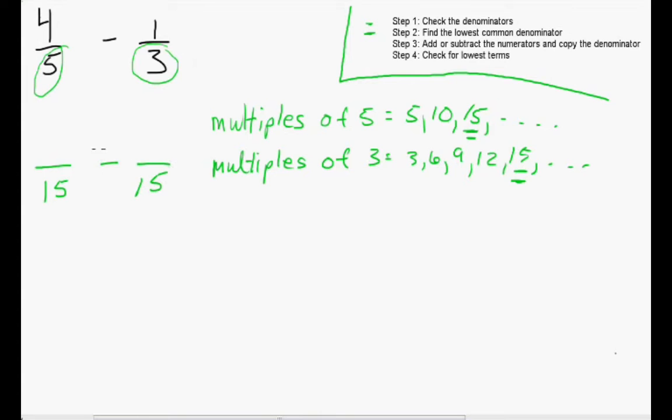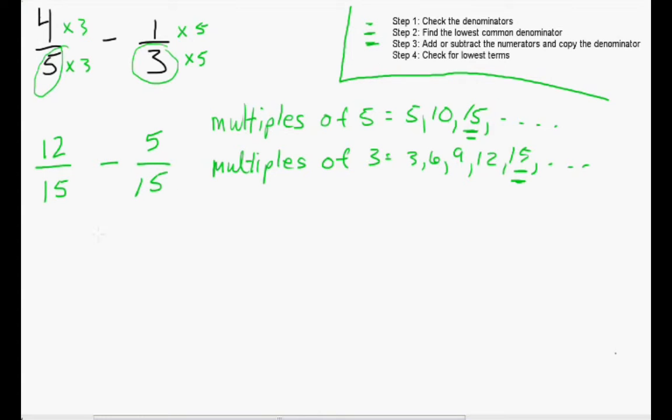Now, because we changed the denominators, we need to change the numerators as well. In the first fraction, 5 times 3 gave us 15, so we're going to multiply the top by 3 as well. In this fraction, 1/3, we multiplied the bottom by 5 to get 15, so we're going to multiply the top by 5. So 1 times 5 gives us 5. So we're left with 12 over 15, subtract 5 over 15.